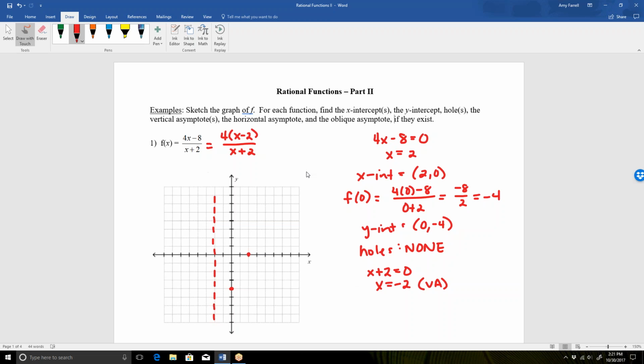To find the horizontal asymptote, we have to look at the degrees of the numerator and denominator. They have the same degree. Okay, they both are degree 1. So our horizontal asymptote would be y equals the ratio of the leading coefficients. The leading coefficient of the numerator is 4. The leading coefficient of the denominator is 1. So y equals 4 is our horizontal asymptote.